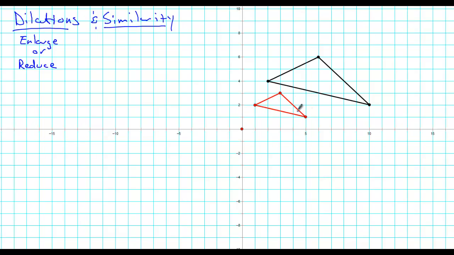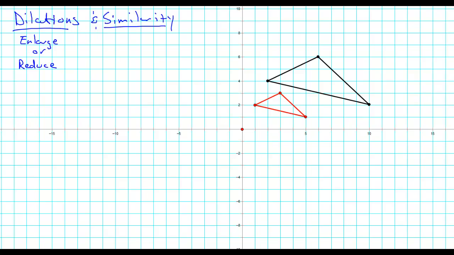Okay, so in our situation here, we're going to say that the red triangle is our pre-image. So that's the first one. And the black triangle is our image. So that's the second one. The black one is the enlargement of the red one. And these two triangles are similar. I can put them together where you can see that each angle is the same. So we're not going to worry about proving that they're similar. They're similar.